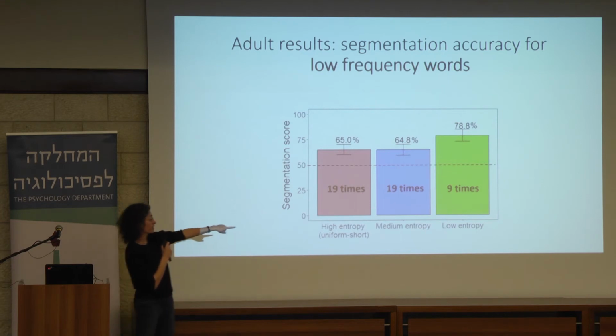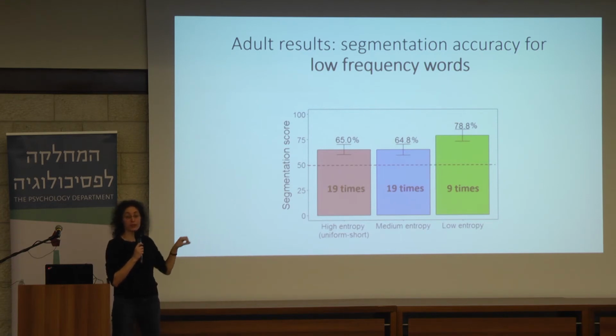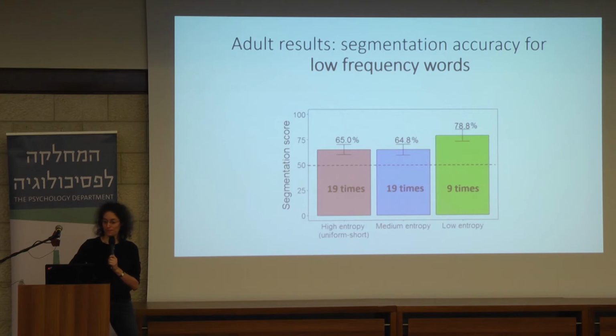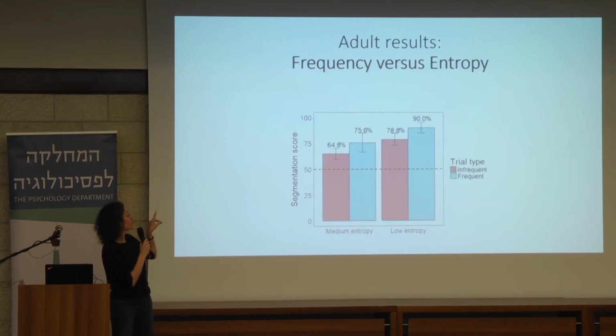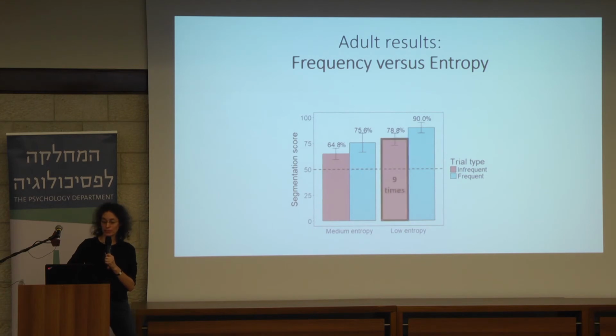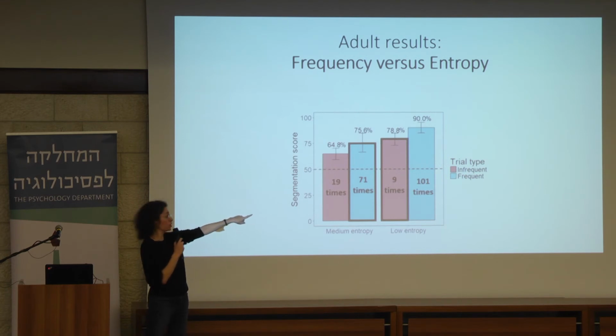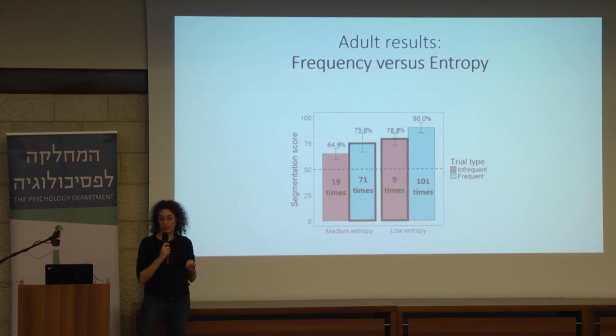So in the low entropy condition, the low frequency words were learned the best, even though they appeared only 9 times. Now, this is a really high accuracy rate for these paradigms, which usually tend to be kind of not great in the learning accuracy overall. Okay? When we look at the relative impact of frequency versus entropy, we see 2 interesting effects. So, of course, the more you hear a word, the better you are at learning it. But what matters isn't the absolute frequency, but the relative one within the condition. So a word that appeared only 9 times in a low entropy environment was learned as well and even a bit better than a word that appeared 71 times in the medium entropy condition.